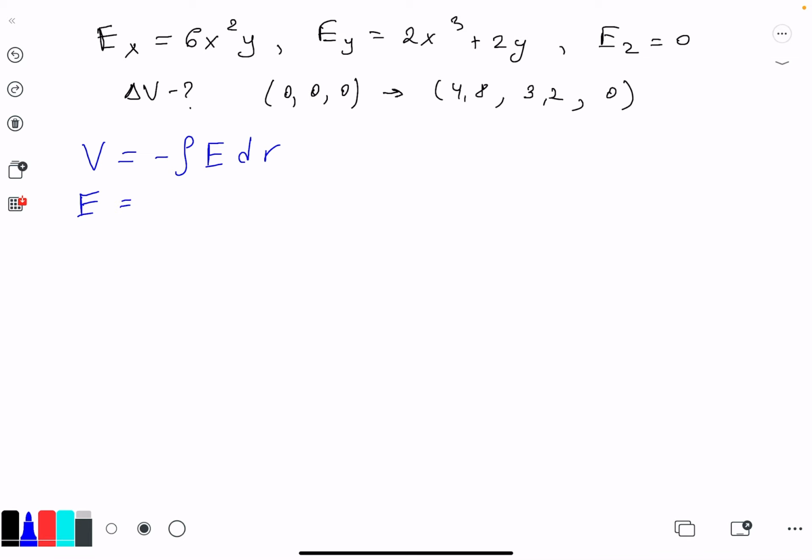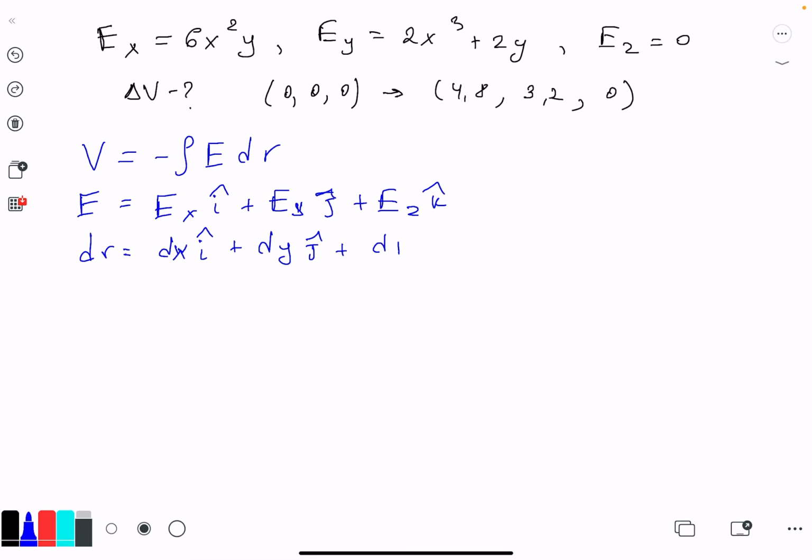is equal to the Ex i vector plus Ey j vector and Ez k vector. What about dr? dr itself is equal to dx i vector plus dy j vector plus dz k vector. Okay, so let's put everything there.